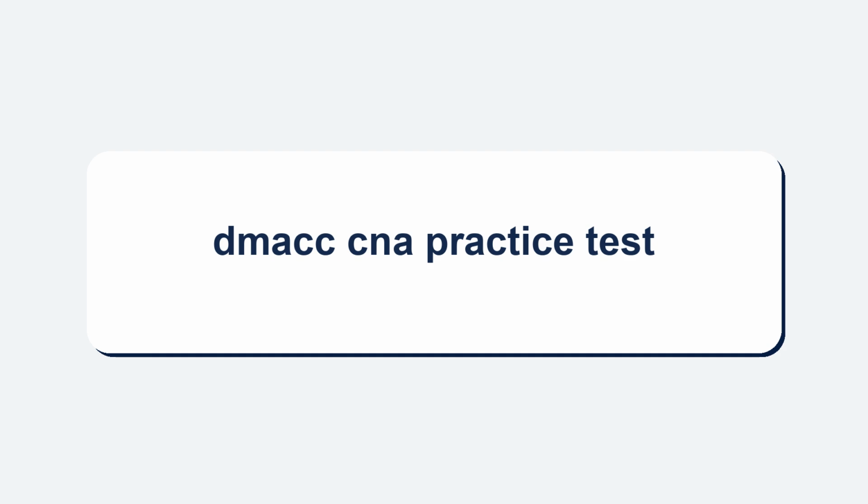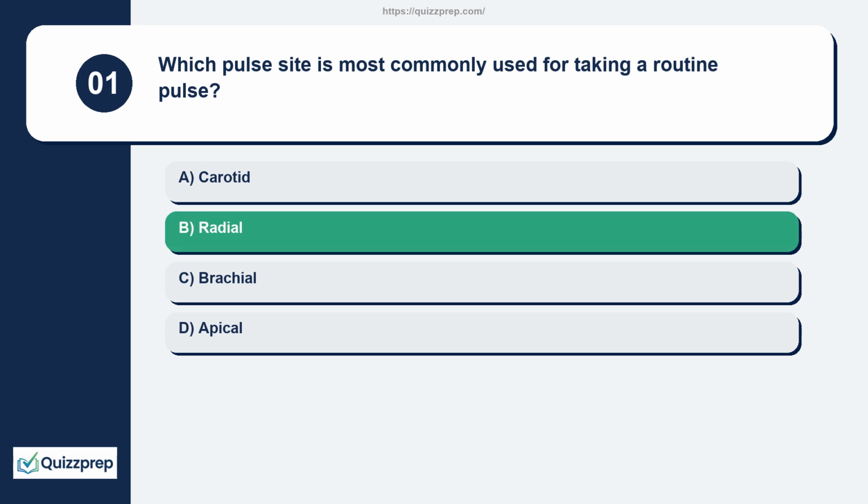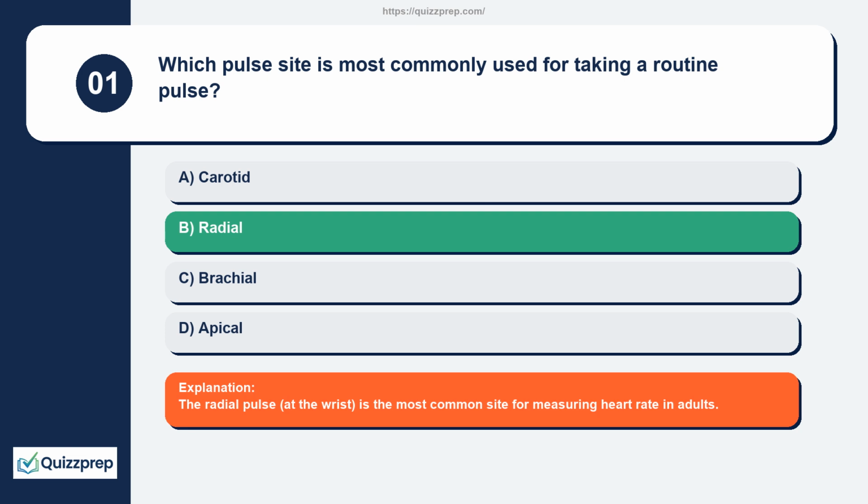DMACC CNA practice test. Question 1. Which pulse site is most commonly used for taking a routine pulse? Carotid, radial, brachial, apical. The radial pulse, at the wrist, is the most common site for measuring heart rate in adults.